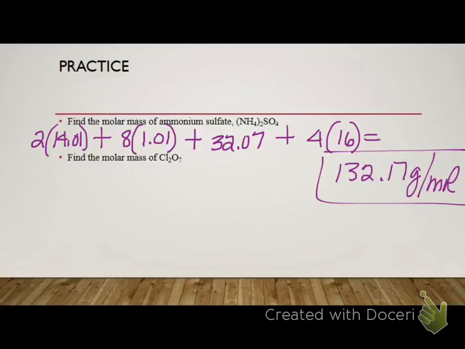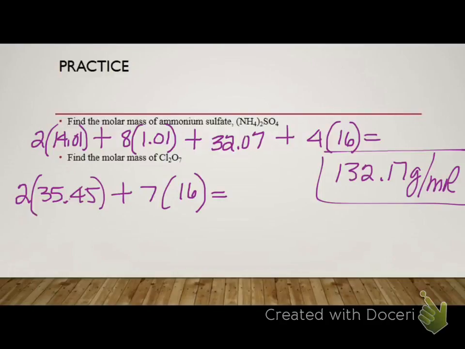Okay, now let's do the Cl2O7. So I have 2 chlorine, and what is the molar mass of chlorine? 35.45. Thank you. And then I have 7 oxygen times 16. All right. Tell me what you get. You are fast today. 294.9? 182.9. Hold up. 182.9? That's what I remember it being. Okay, there seems to be our agreement.